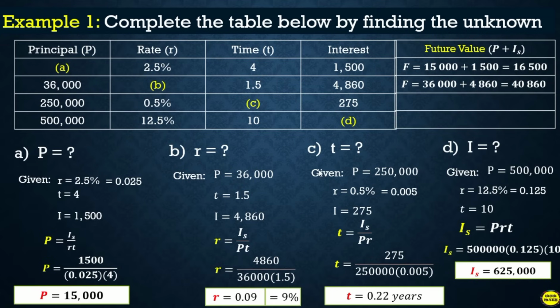Okay, so again, sa pangalawa, so meron tayong 36,000 plus 4,860. So that is 40,860. So sa pangatlo, ano na yung future value natin? So that is 250,000 plus 275. The answer is 250,275. Sa pang-apat, we have 500,000 plus 625,000. So, yung future value or the maturity amount is 1,125,000.